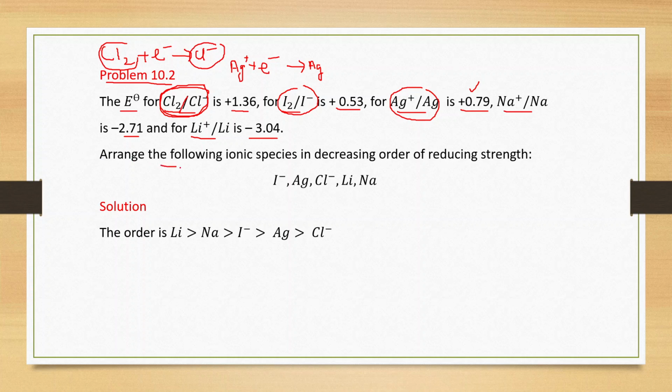Now the question is, arrange the following ionic species in decreasing order of reducing strength. Just compare these values. For any redox couple, if the standard electrode potential is more negative, or less positive, its reducing power will be more. So if we examine these values carefully, we can arrange these species in the decreasing order of reducing strength like this: Li, then Na, I-, then Ag, and this is Cl-. Clear?